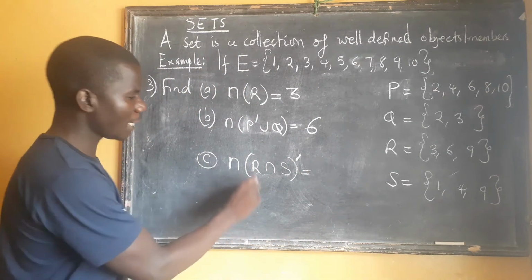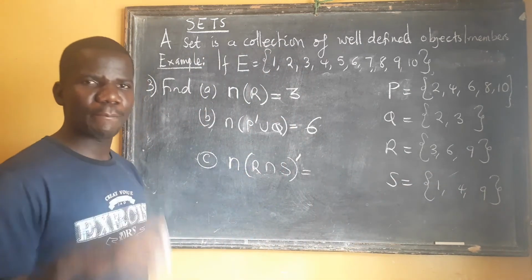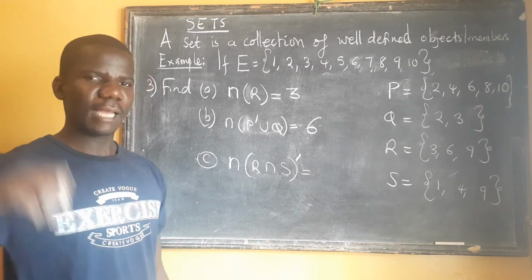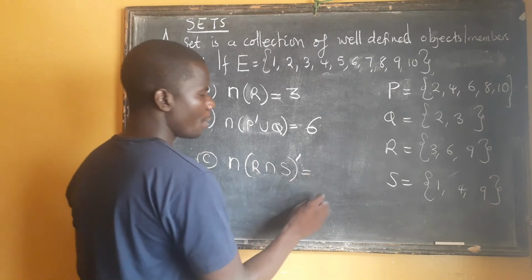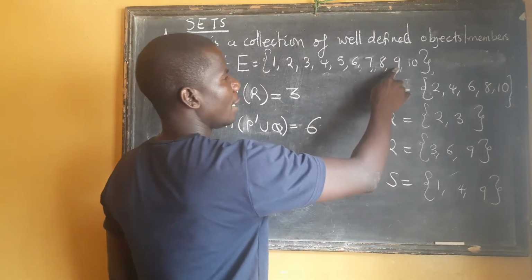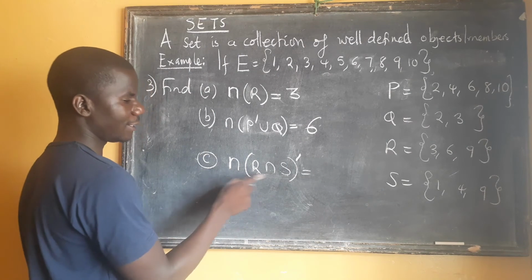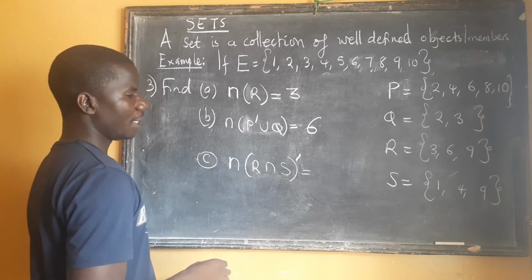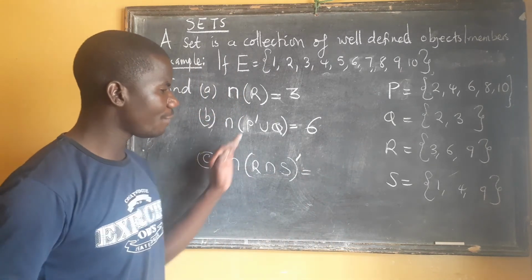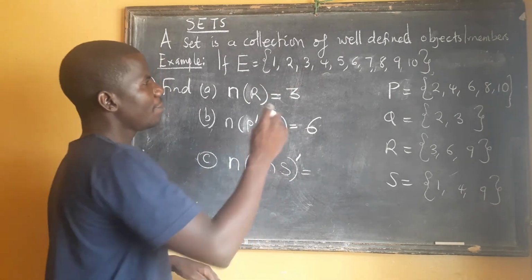That is what we are being told, because R intersection S is 9. But because of the complement, 9 should not appear in our answer. Okay? So we are going to go to the universal set and get all the elements with an exclusion of 9. Now, we are not going to list those sets here, because what we want is the number of elements in this set.